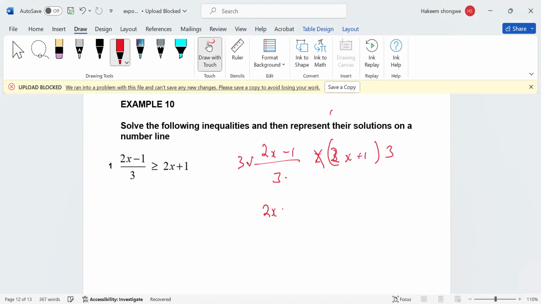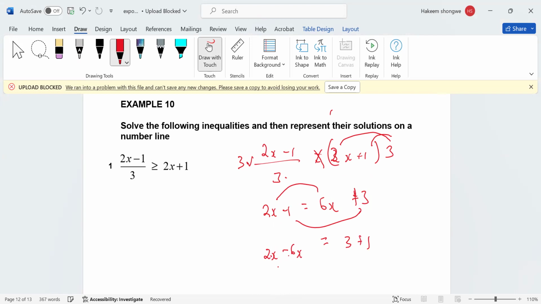You're going to have 2x minus 1, which is going to be equal to 3 multiplied by 2x. What is 3 multiplied by 2x? 6x. It's plus 3. Okay, what would you do from here then? You group the like terms. We take this one to this other side, and then we take this one to this other side. It's equal to 2x minus 6x. It's equal to 3 plus 1.